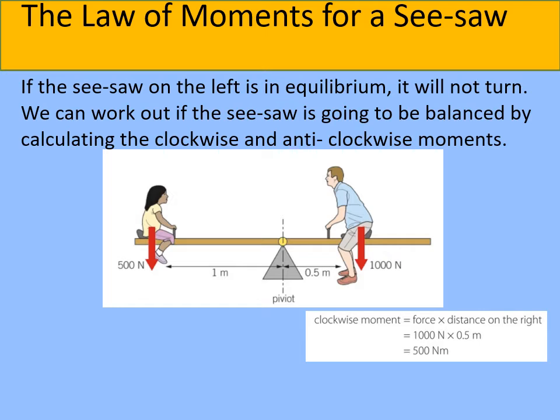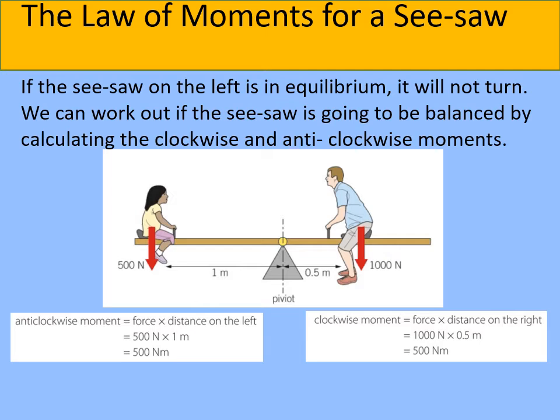So we multiply 1000 newtons times the distance that he sat from the pivot, which is given as 0.5 meters. If you multiply those two together, we get 500 Newton meters. Okay, so that's the moment in the clockwise direction.